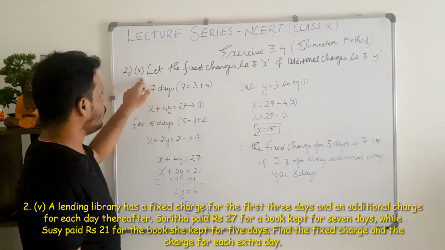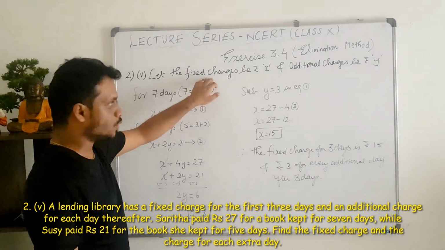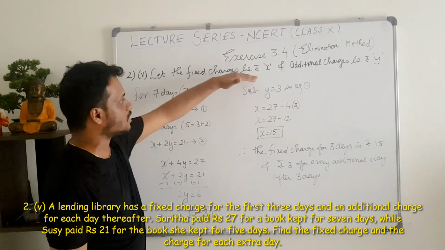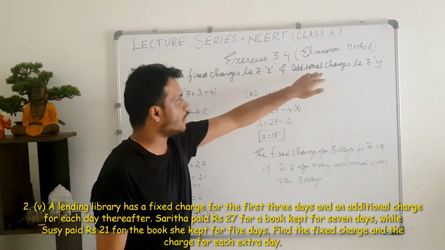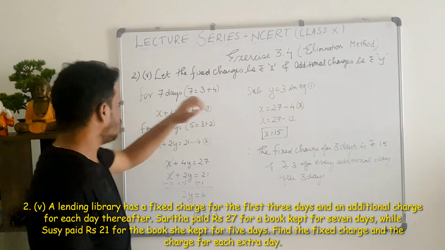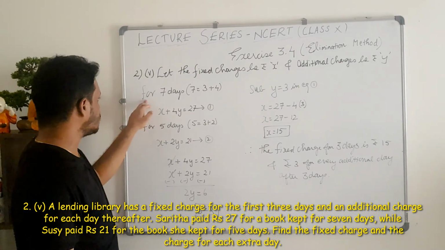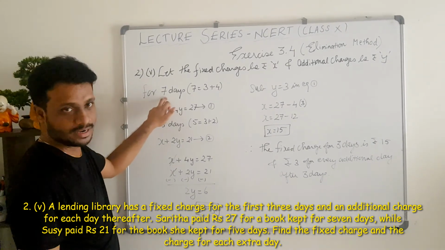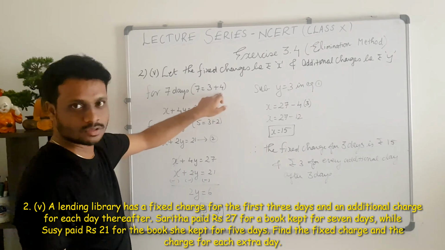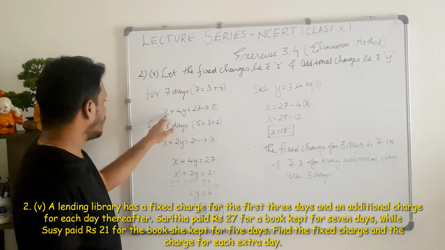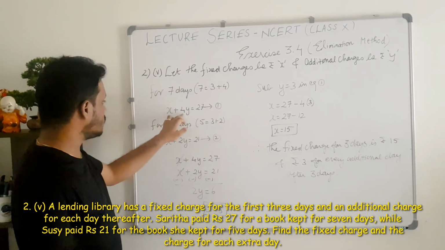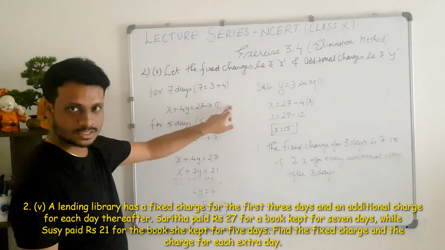So this is a problem where a library is lending books with fixed charges and additional charges, and the condition given is the fixed charges are taken for the first 3 days, and after the third day an additional charge of y per day is being charged. So there are two situations given. One is a person named Sarita, she is lending a book for 7 days. So 7 days corresponds to 3 days of the fixed charge plus 4 days of the additional charge. So if I take x as the fixed charge and y as the additional charge, this would be x plus 4y equal to 27. That is my first equation.